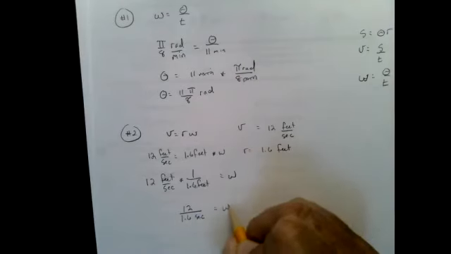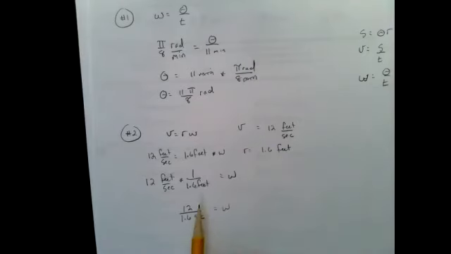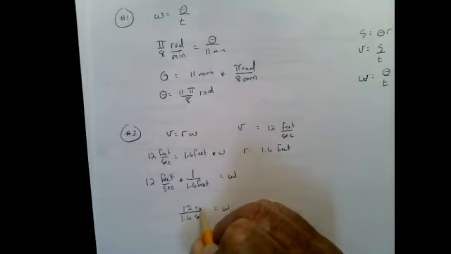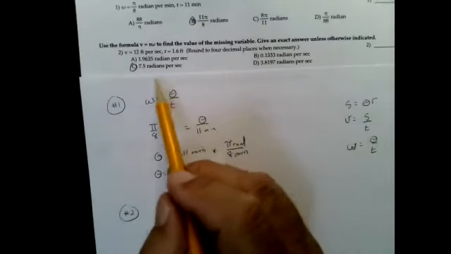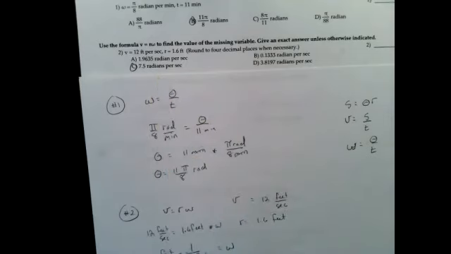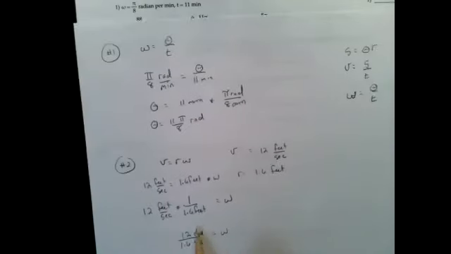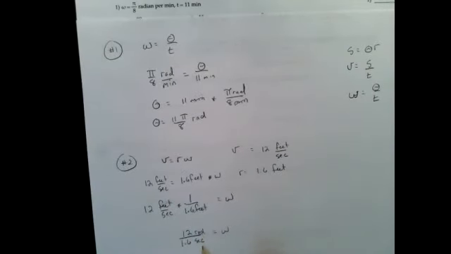And that 12 does not have a label, so what is it? If it doesn't have a label, what is it? Radians. So if I look at number 2, if I take 12 divided by 1.6, my answer should be radians, which is what I put, per second.